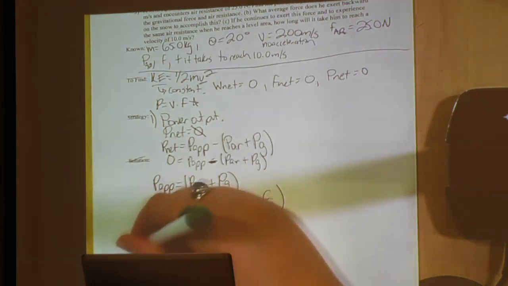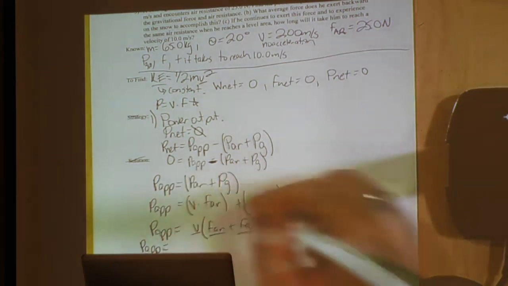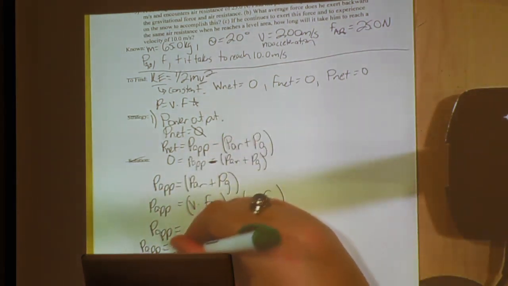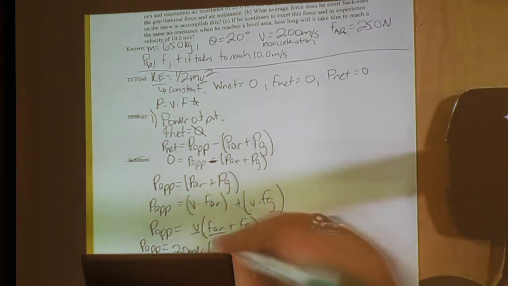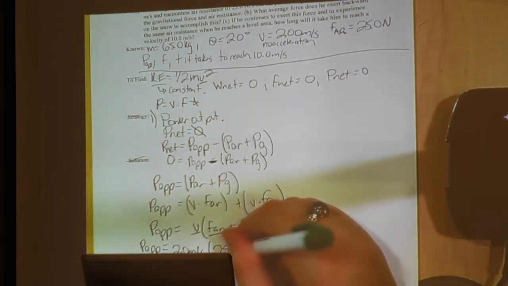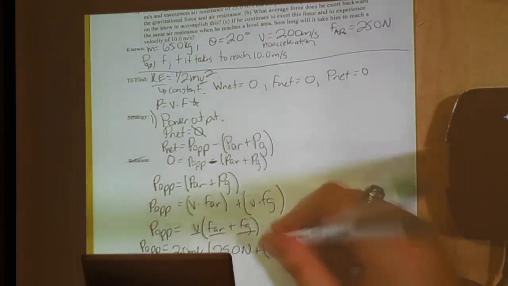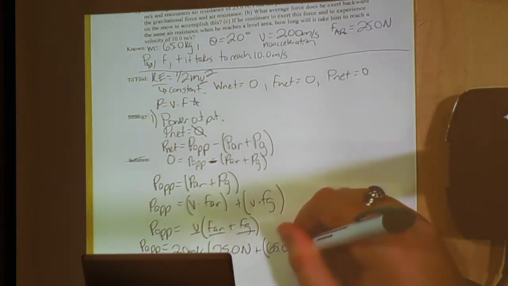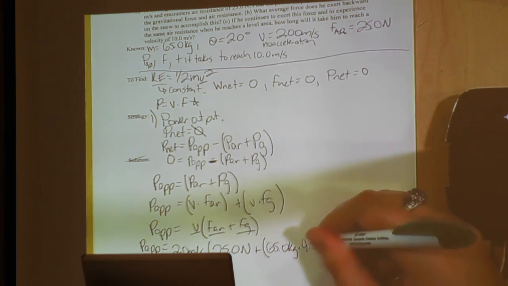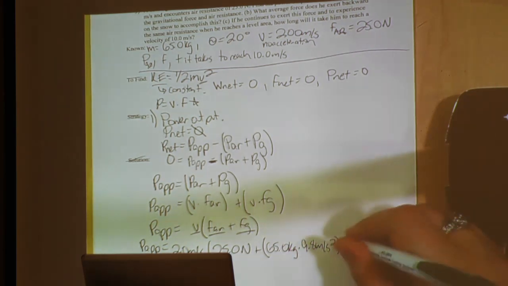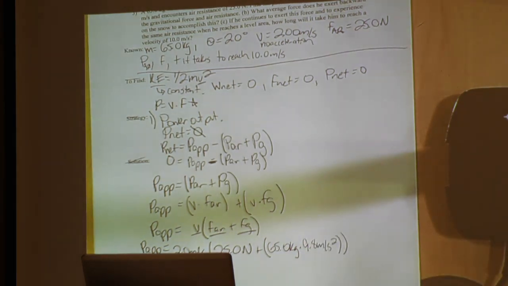Good. So P applied is going to be equal to velocity, which was the 2.0 meters per second, times force of air resistance, which is the 25.0 newtons, plus force of gravity, which will just be our weight, the 65.0 kilograms times 9.8 meters per second squared. Right? Or you can use 10, whichever you're more comfortable with. So we can do 65 times 10 plus 25, 675 times 2.